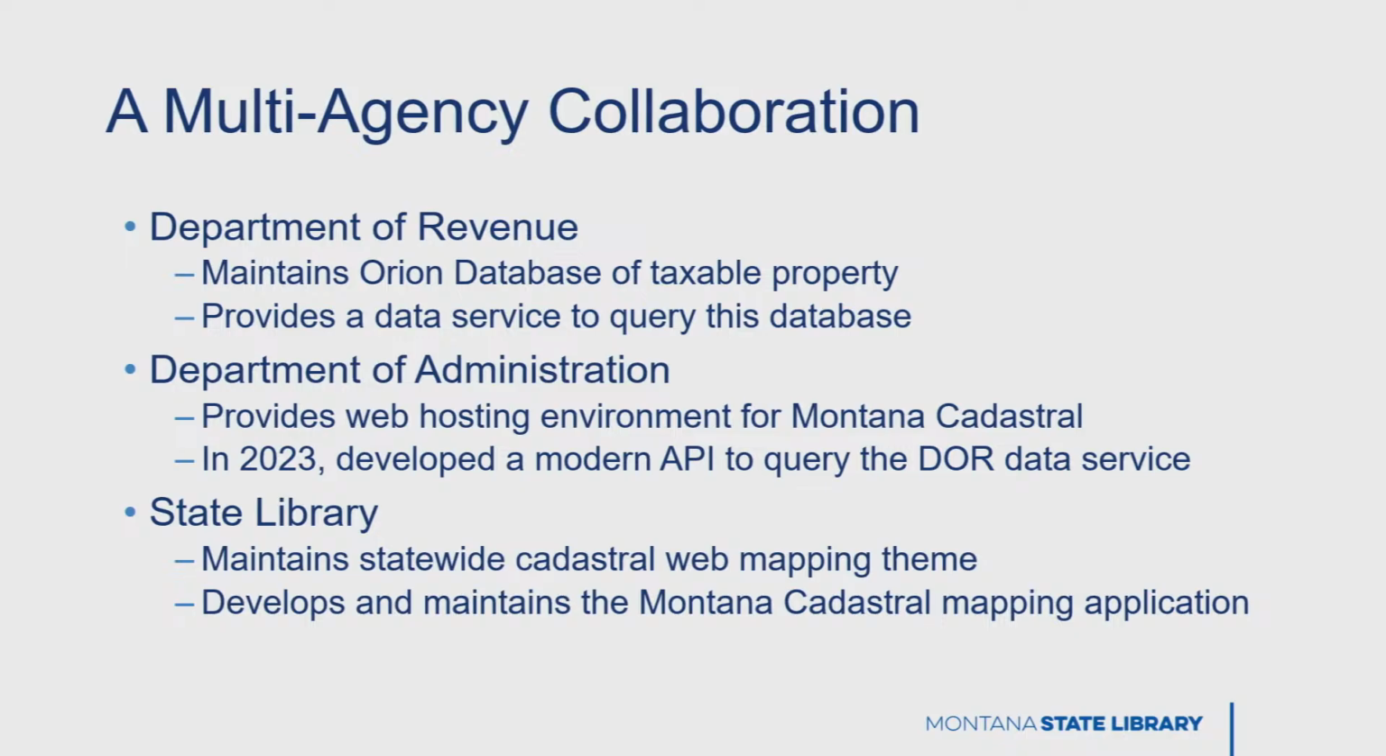So the data, unfortunately, is not our data. It's the Department of Revenue's data. They have the Orion database, which is an Oracle product, and all the owner information is stored there. They've written a data service to query the database, but that's not really what we need. We wanted a modern API that returns JSON that we can work with more easily. So we worked with our friends at the Department of Administration to create this API last year.